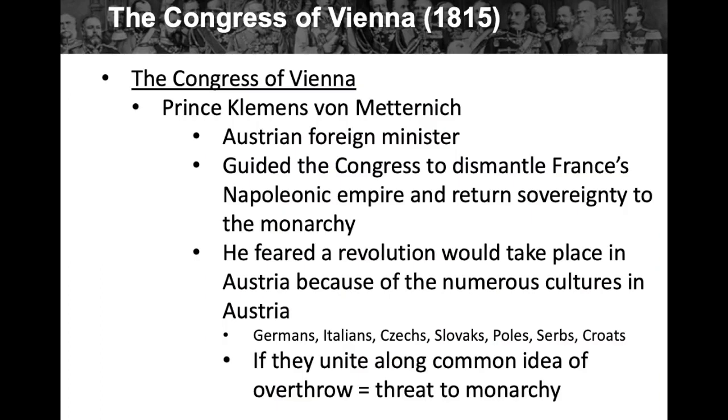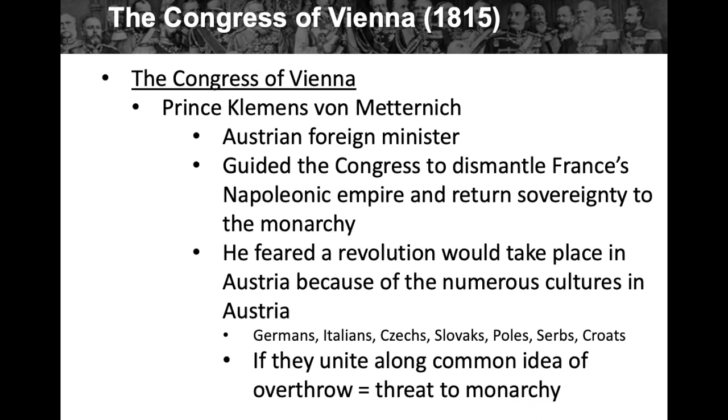Prince Clemens von Metternich was the Austrian foreign minister, and he guided the Congress to dismantle France's Napoleonic Empire and return sovereignty to the monarchy. So these lands that Napoleon had invaded and basically had laid waste to, they wanted to bring back the sovereignty of the monarchies to those lands.